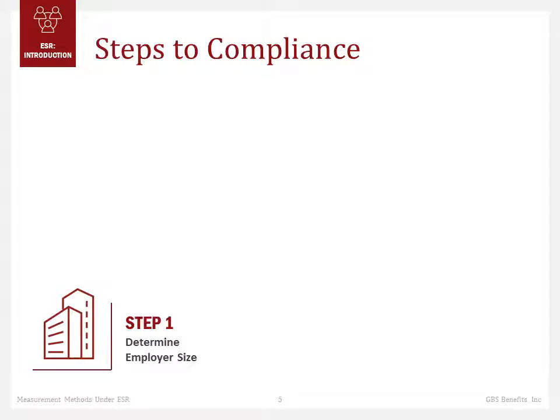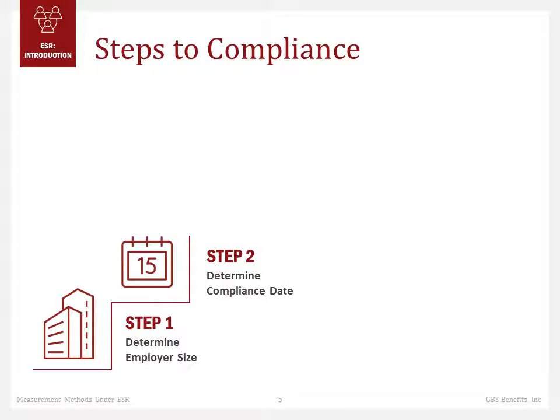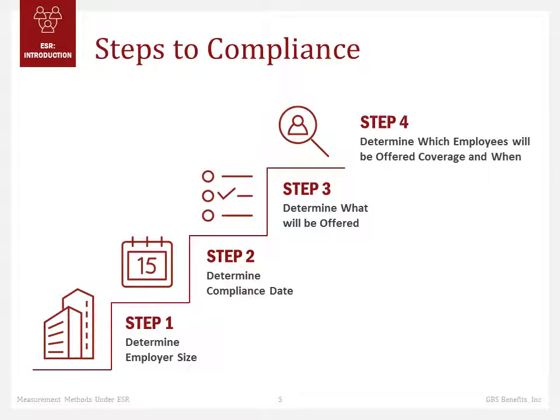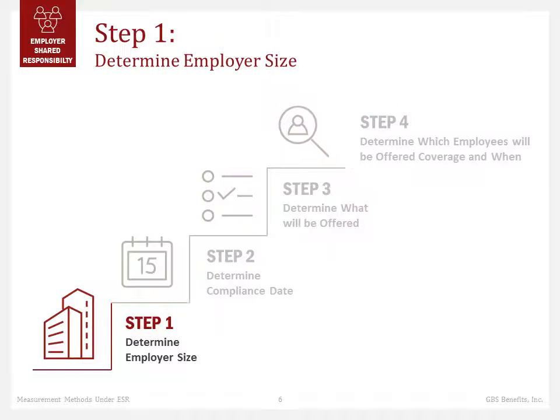So step 1 is determine employer size. Step 2 is determine compliance date. Step 3 is determine what will be offered. And step 4 is determine which employees will be offered coverage and when. And again, step 4 is what we're going to be spending most of our time on, but we do need to really quickly review steps 1, 2, and 3.